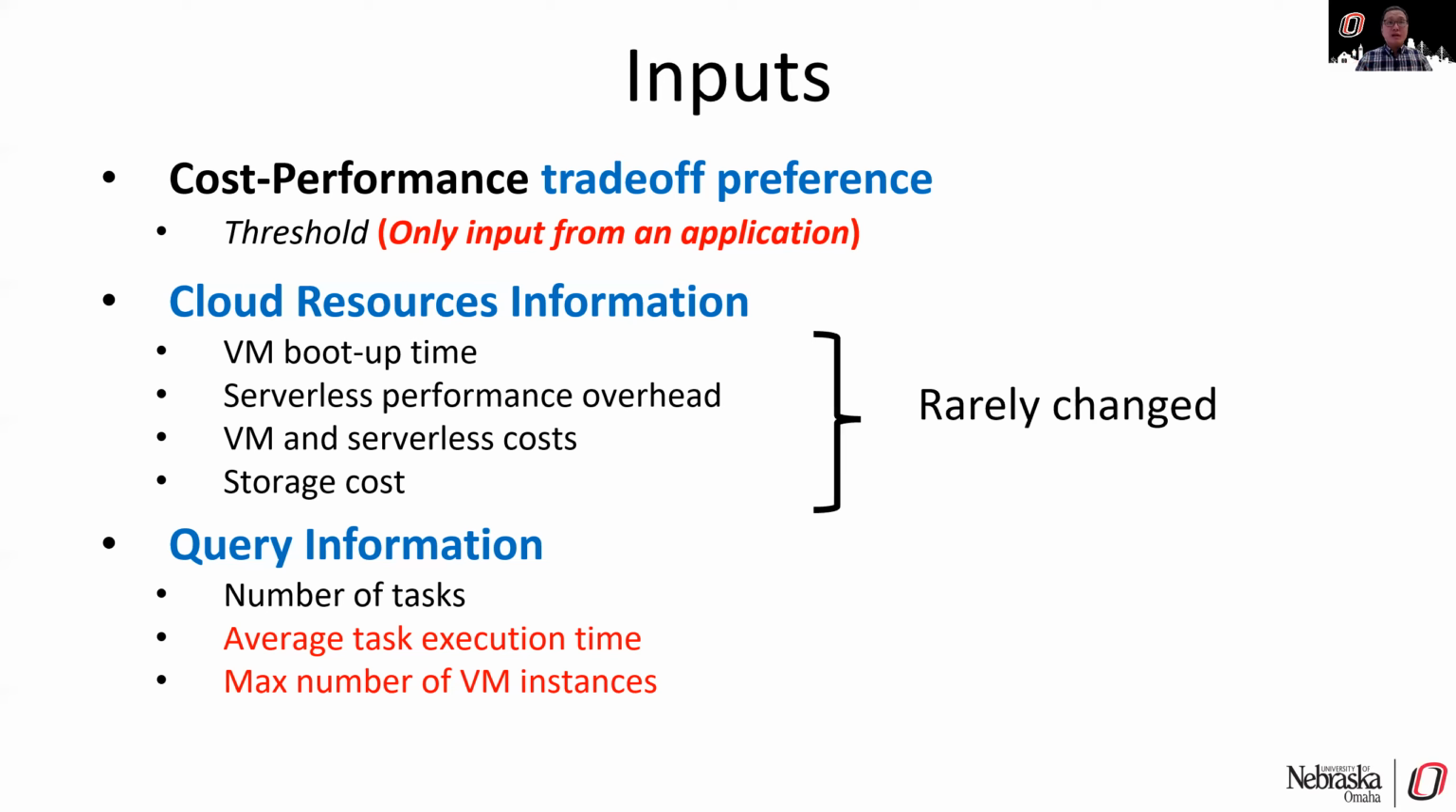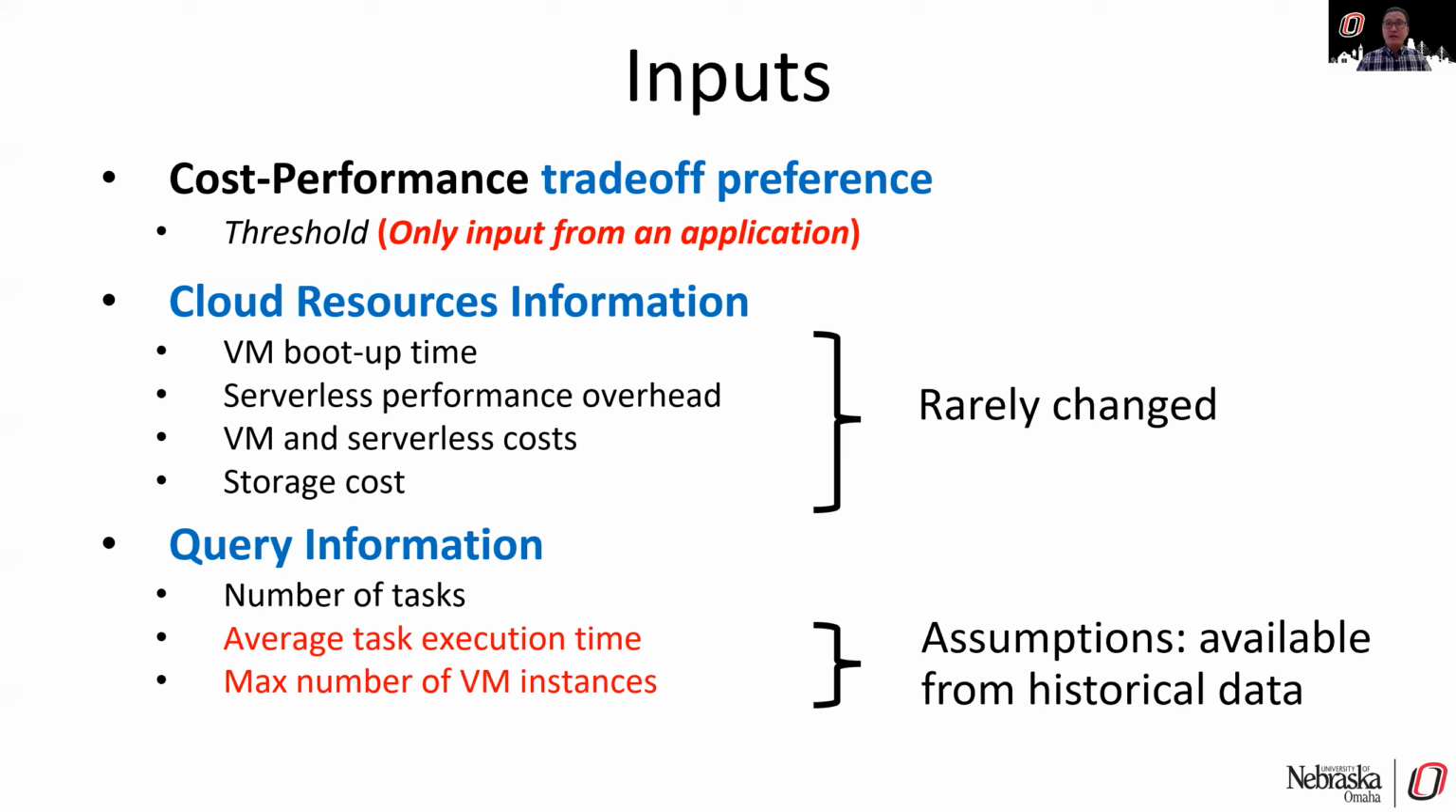So the cloud resource information is rarely changed, so we assume that these inputs are static. However, some inputs for a query require some predictions or some information from another system. So in this work, we assume that these inputs are available from the historical data, and our future work will determine these numbers precisely by doing some predictions.